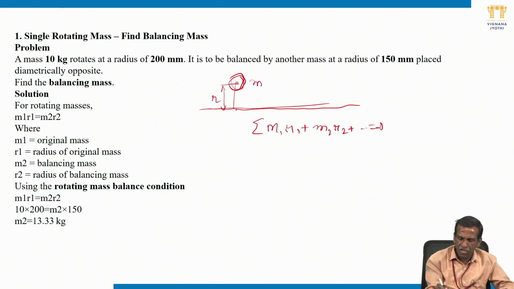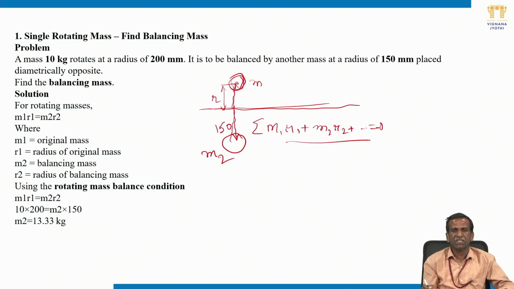So in this case, you have to mount that in the opposite direction, because this is the centrifugal force in this direction, in this configuration. So in the opposite direction you have to use the m2 mass, with the radius already given, 150. Based on that only we calculated m2 using this equation. So that is a simple problem.